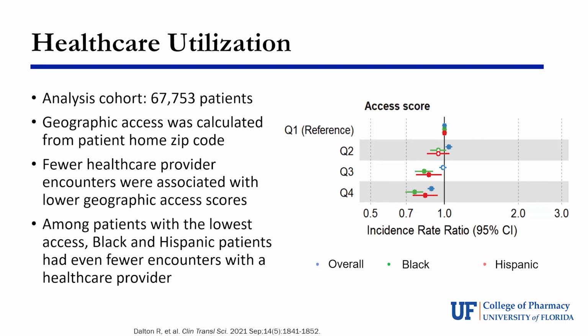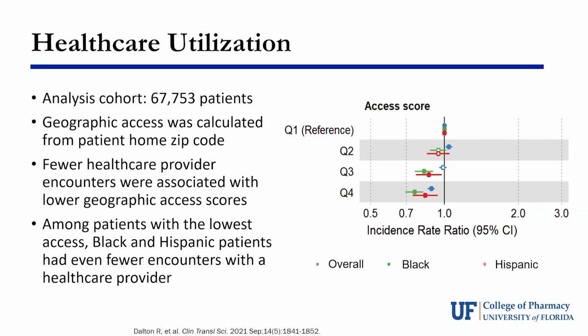But basically what we found, and this is the figure on the right. So this is sort of the access score, the geographic access score to healthcare that we calculated. We basically broke it into quartiles, with quartile 1 being sort of the best care. And so we use those as the reference group. And then quartile 2, 3, and 4, all with worsening levels of access to healthcare providers.